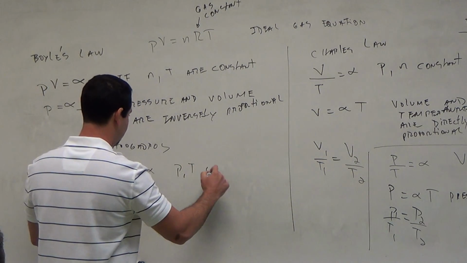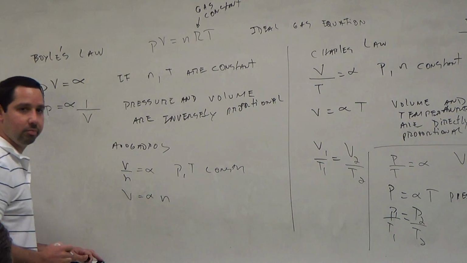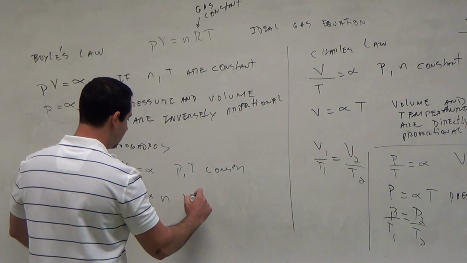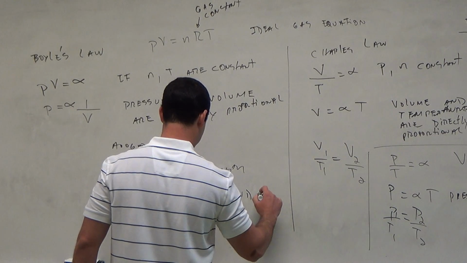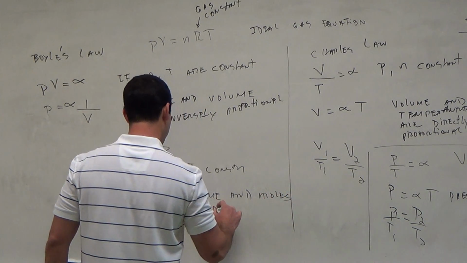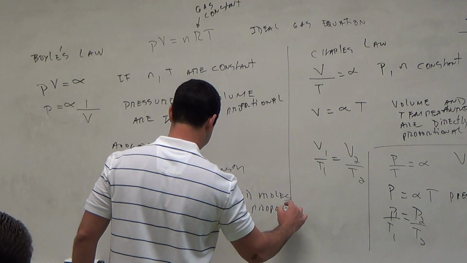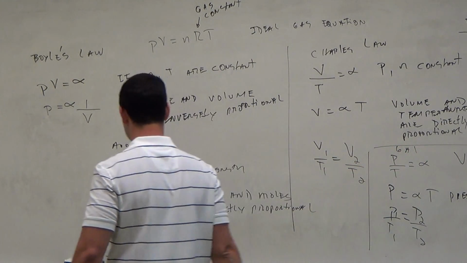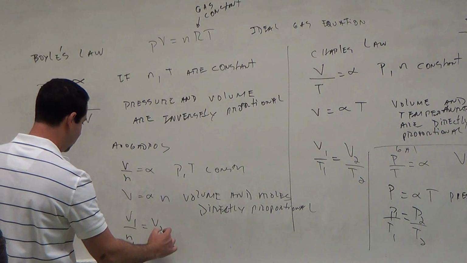So it's the same, if P and T are constant. The more moles of a substance you have, the higher the volume, yes? So it's the same: V1 over n1 equals V2 over n2. Volume and moles are directly proportional. That's Avogadro's law. V1, n1, V2, n2.